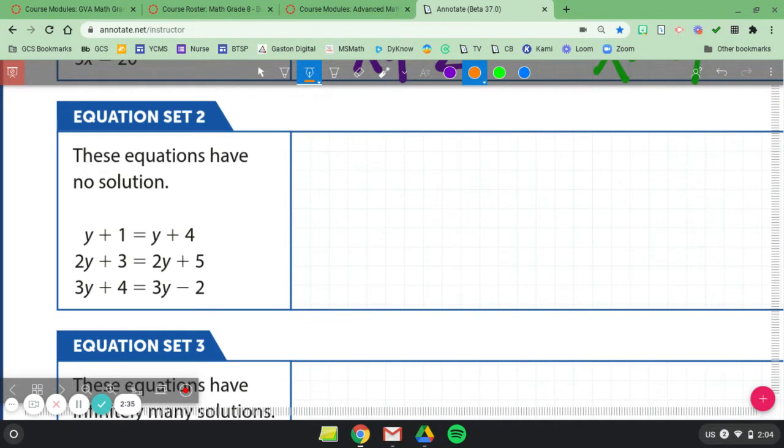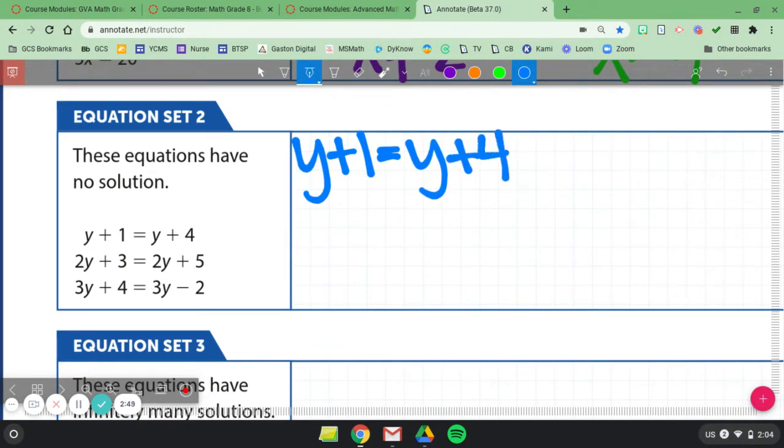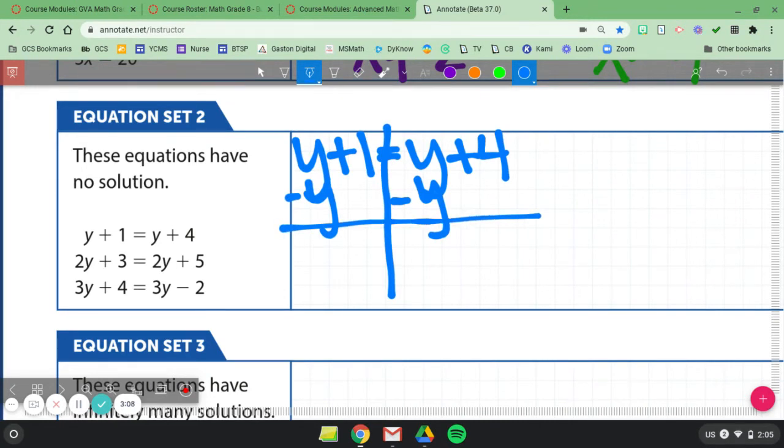So the first one is y plus 1 equals y plus 4. All right, so if we were to continue solving that equation, the left and the right side are both simplified, meaning you can't combine y and 1, and you can't combine y and 4. So then we need to get variables to one side. We need to get the letter to one side of the equation. And to cancel out or undo a positive y, we're going to subtract y on both sides of the equation. But look what happens. The y's, or the variables, cancel out on both sides of the equation.